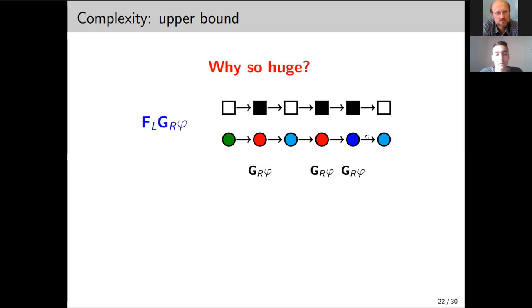Well, if we look at a simple example of a formula given on the slide, it says that there will be some pattern of the input satisfying L such that from there, the formula G R phi would be satisfied. It means that any time we see the input corresponding to the parameter L, we need to check this formula G R phi. And to check the formula G R phi, we need to start from the point, for example, from the second point here, and check the formula phi any time when the parameter R is satisfied.